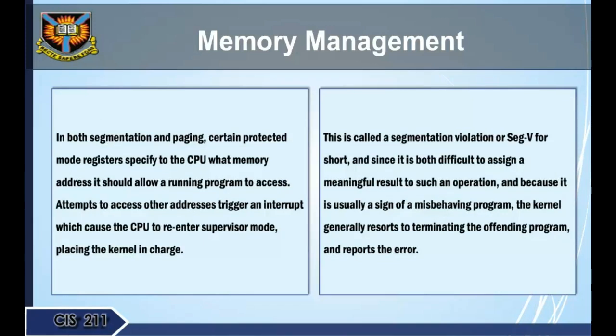In both segmentation and paging, certain protected mode registers specify to the CPU what memory addresses it should allow a running program to access. Attempts to access other addresses trigger an interrupt which causes the CPU to re-enter supervisor mode, placing the kernel in charge. This is called a segmentation violation, or SegV for short, and since it is both difficult to assign a meaningful result to such an operation, and because it is usually a sign of a misbehaving program, the kernel generally resorts to terminating the offending program and reports the error.